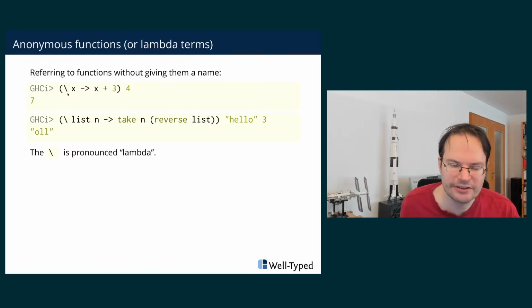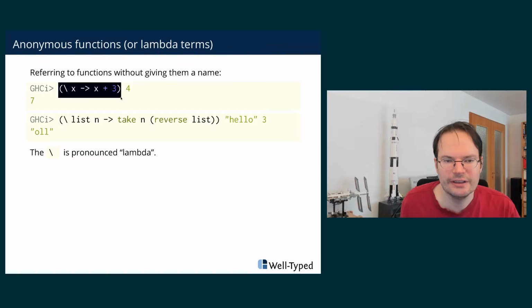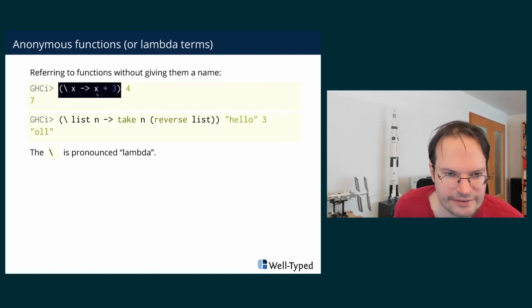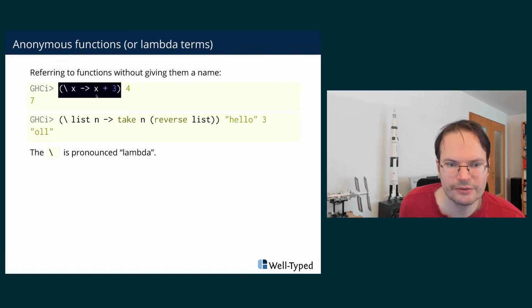So this backslash here is pronounced lambda, and so we typically say lambda x arrow x plus 3, and this expression here, which needs parentheses, is the function that takes an argument that is called x and returns x plus 3. So it adds 3 to its argument.